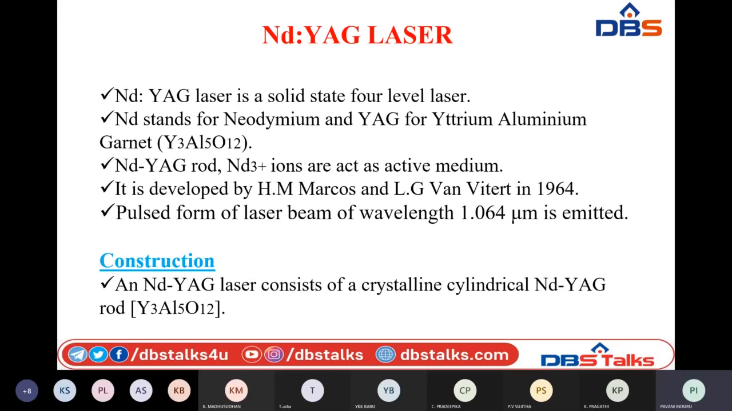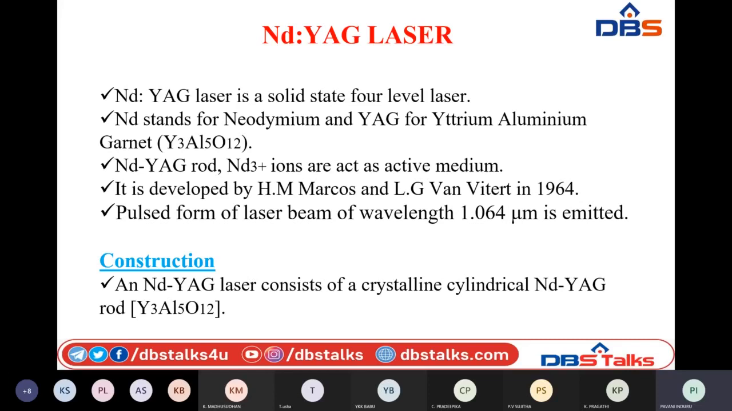So we can generate a pulsed beam of laser. With the help of Nd:YAG laser, we are going to generate only the pulsed laser beam, but not a continuous one. Here the wavelength of the light which is obtained from Nd:YAG laser is in the order of 1.064 micrometer. Now let us see the construction of this Nd:YAG laser.